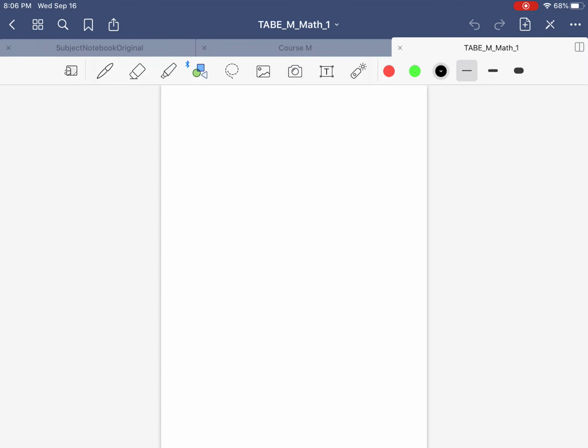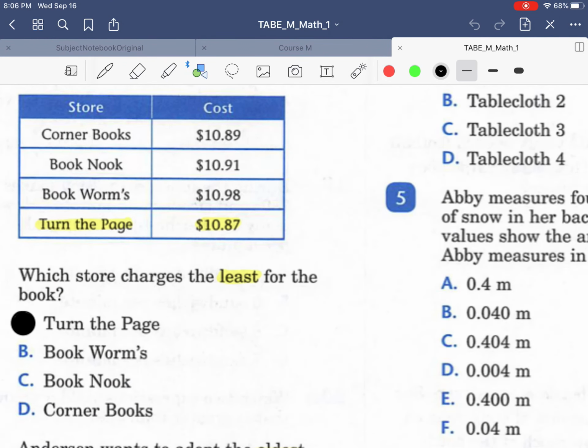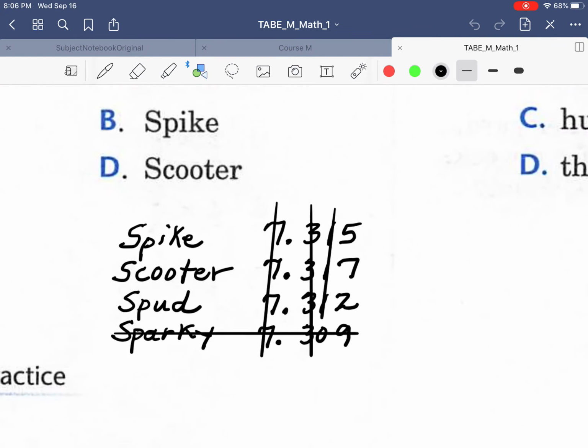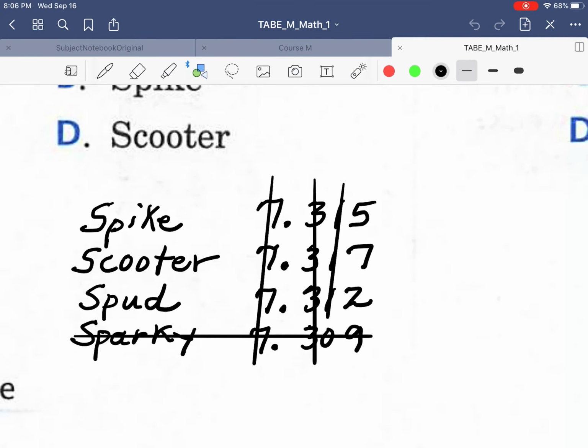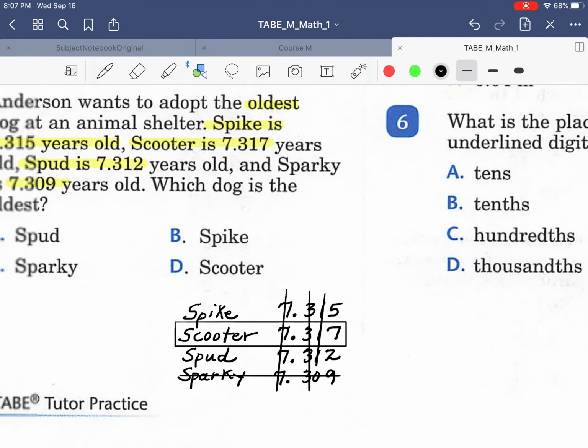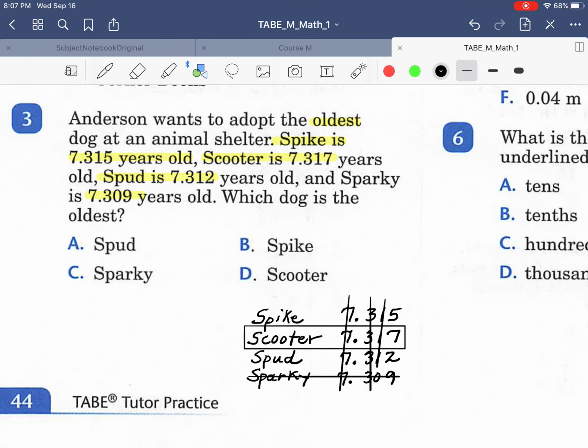I'm not sure what's happened 2 or 3 times now. I think I'm hitting something accidentally. Sorry about that. Which of these is the largest? Of course, that's going to be Scooter. Scooter is the oldest dog because his number is the largest, although the numbers are very close. So number 3, the answer is D.